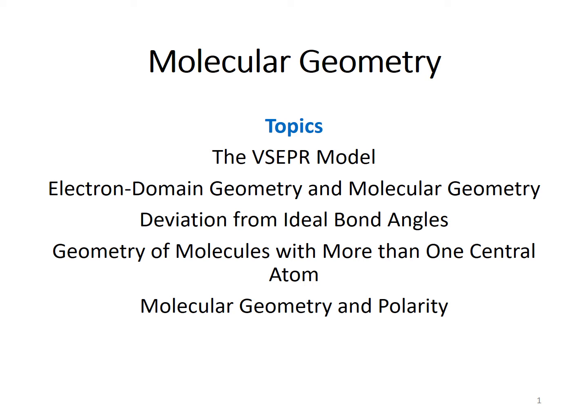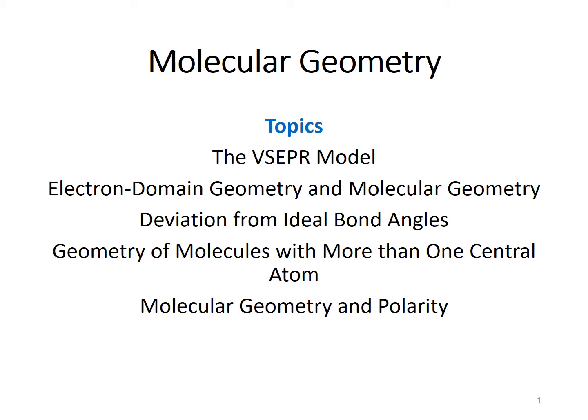Here we're going to be talking about molecular geometry and the valence shell electron pair repulsion model, sometimes called VESPR, even though it's VSEPR. We'll talk about the different geometries. So we have molecular geometry, but also electron domain geometry, sometimes just called electron geometry.